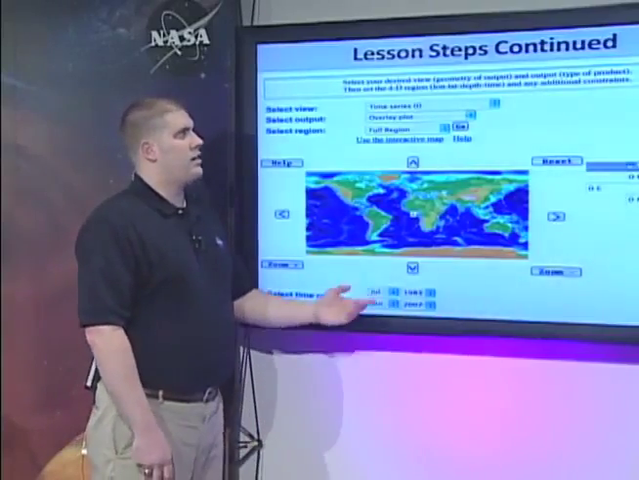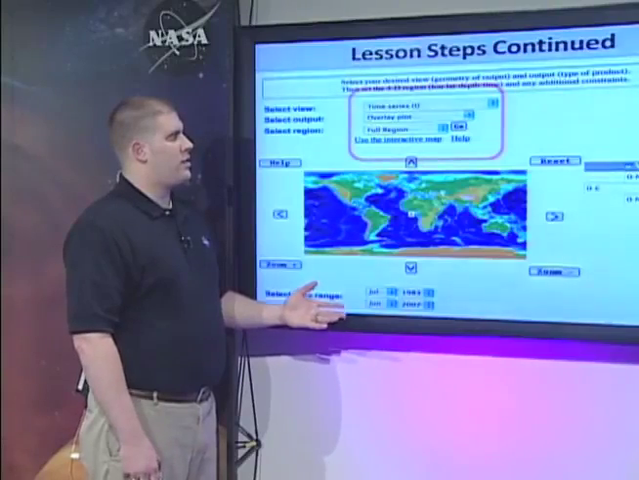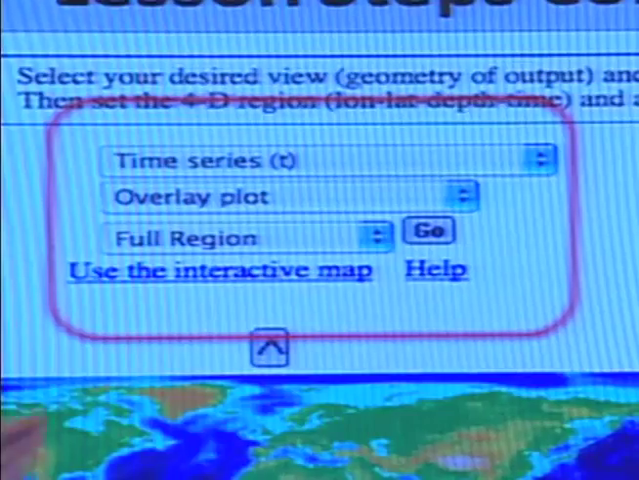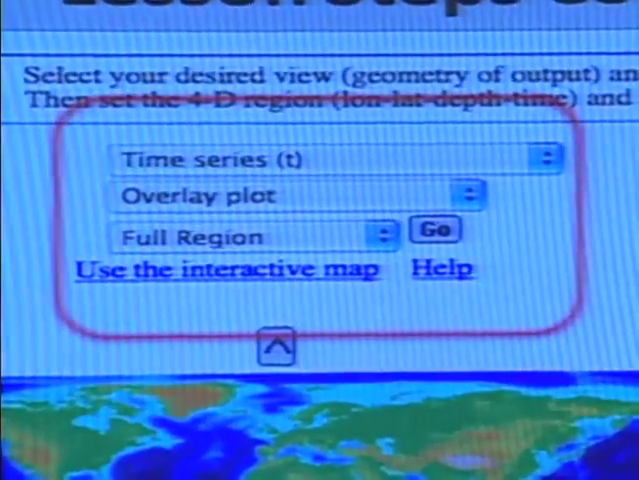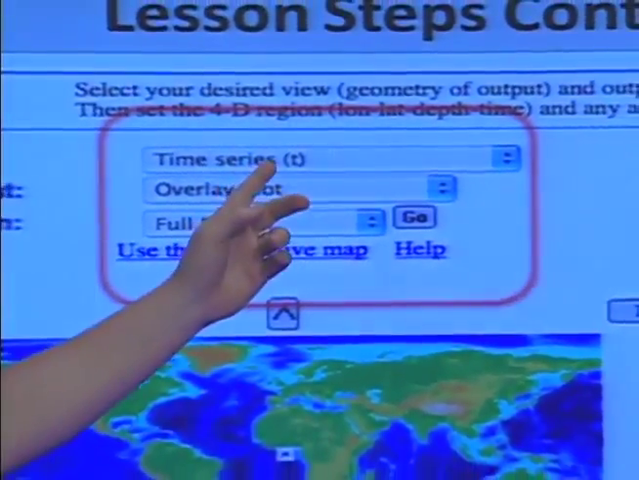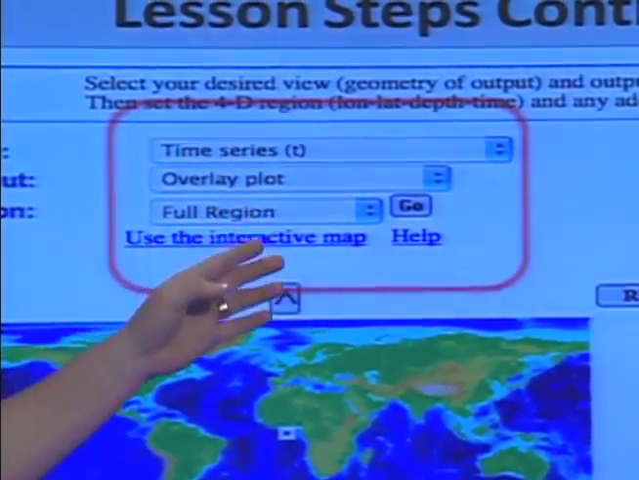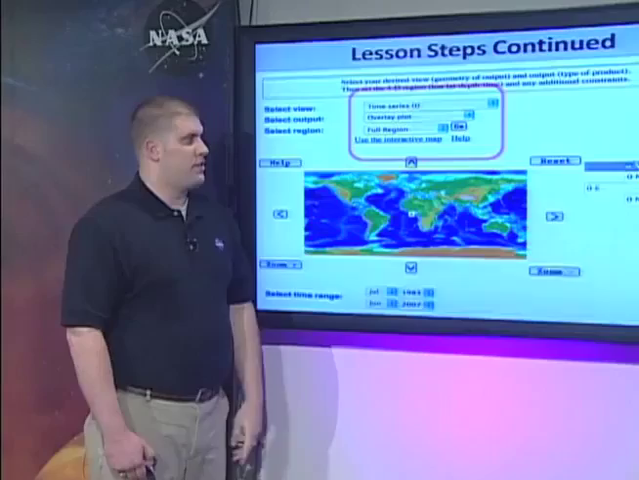Here we see the lesson steps. One thing I want to direct your attention to is this particular section at the top of the page. This right here is where you enter in or select data for what your plot's going to look like. In this particular lesson, we want to choose a time series graph and also an overlay plot. And full region, we don't really need to worry about that because we're going to be very specific with this lesson in just a second.